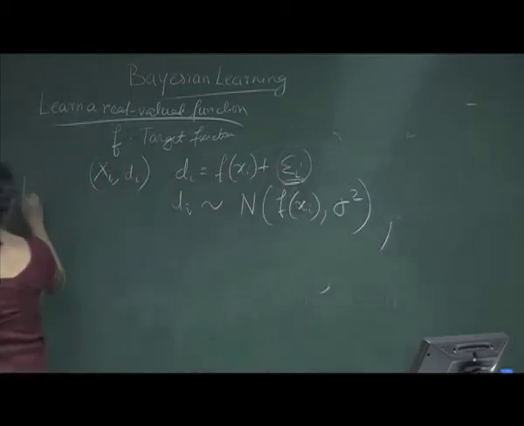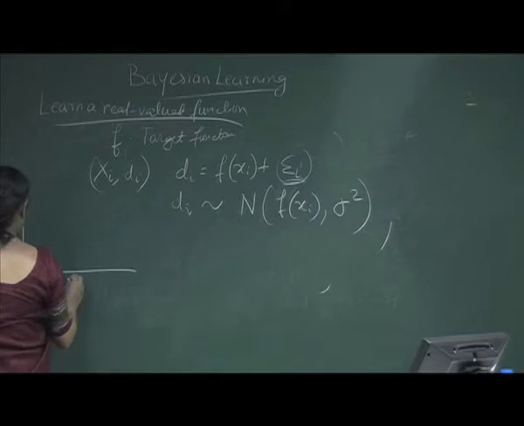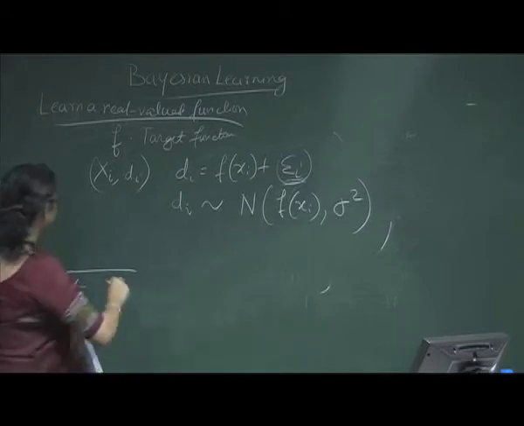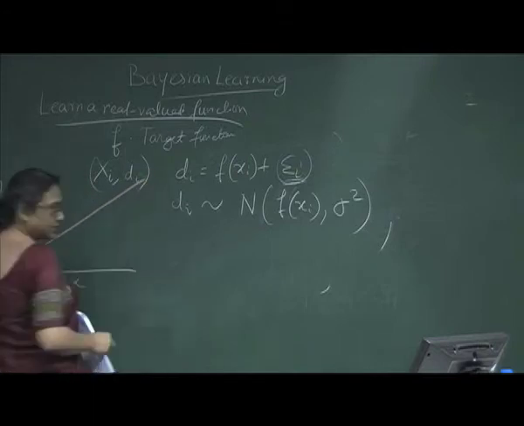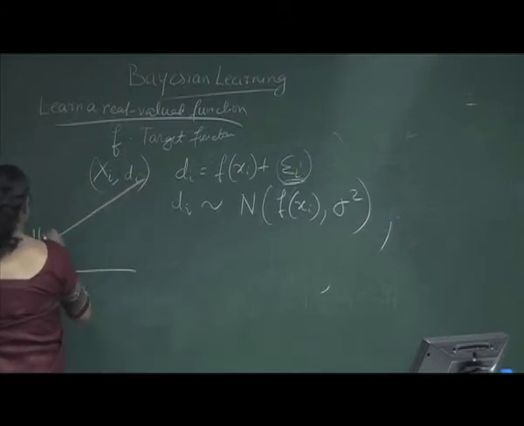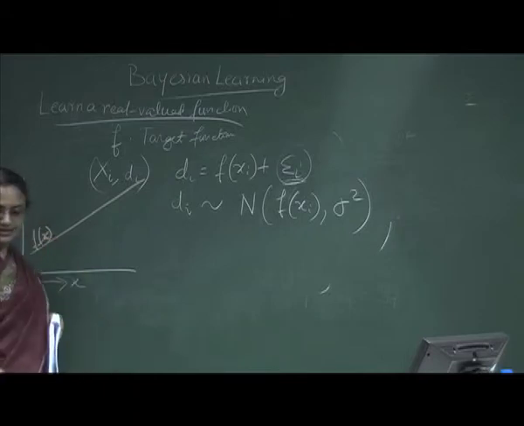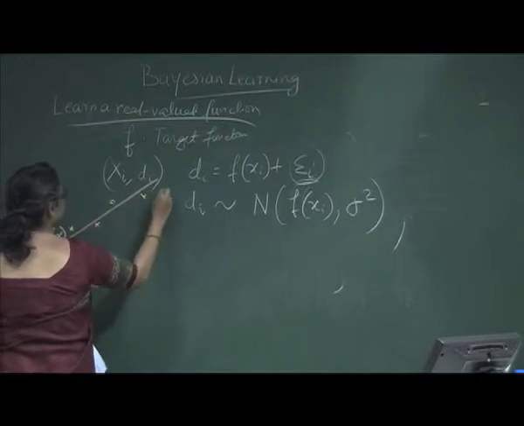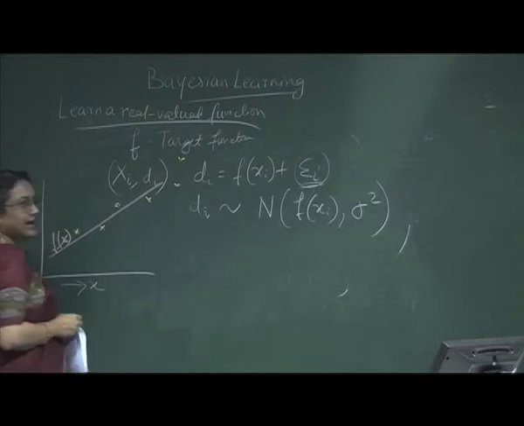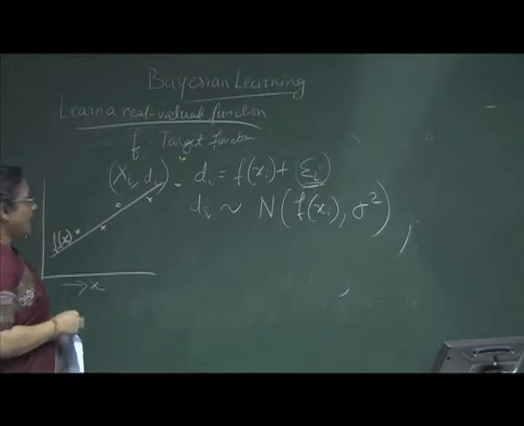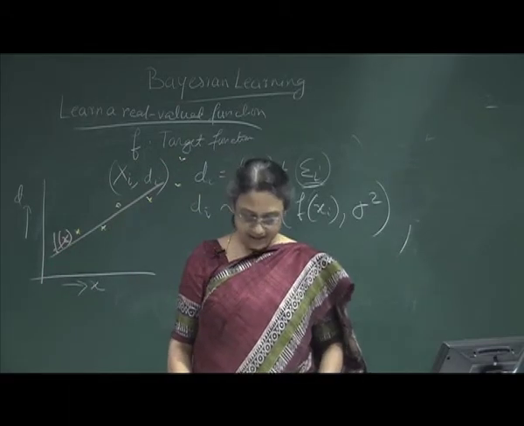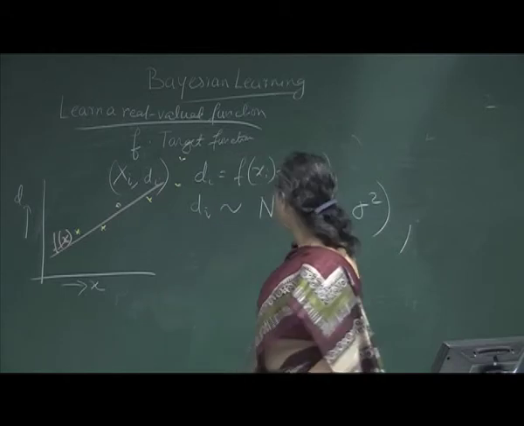So, what we have is that this is our x and this is our d, and suppose this is the true function. So, this is f(x), and the data that we get are, let us say, generated like this. So, these are the data points that we have. Now, we have to find a function which estimates f. Now, how do we find this function?